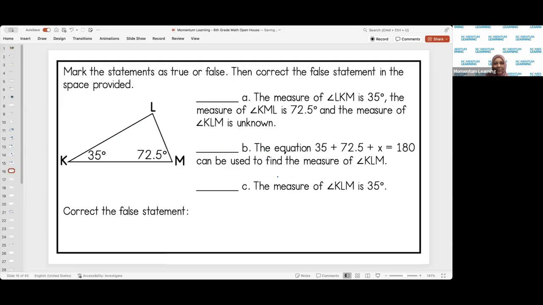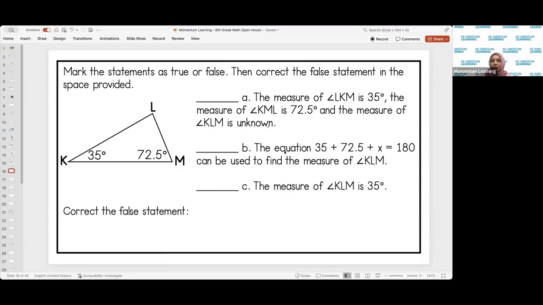Okay, let's continue with the next one. So let me look at this part. I cannot see. Yes, now I can see. So mark the statements as true or false and correct the false statement in the space provided. So we are going to look at the triangle KLM, and two angles are given as 35 and 72.5, and we are going to calculate angle L. And you know how to do this one. So we are going to write the measure of LKM is 35. The measure of KML is 72.5 degrees, and the measure of KLM is unknown.